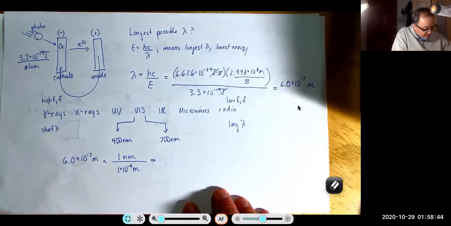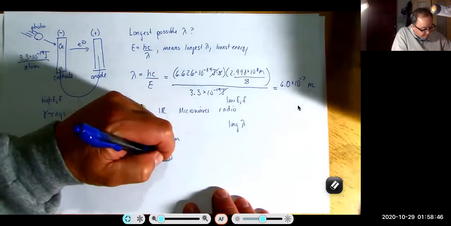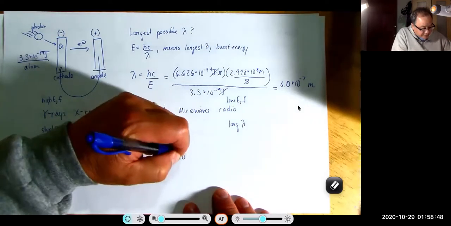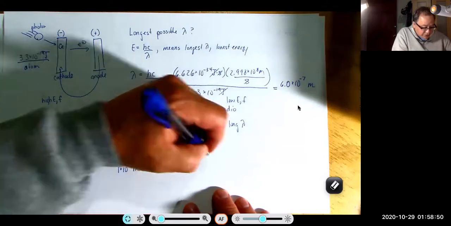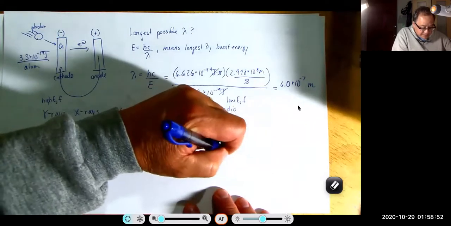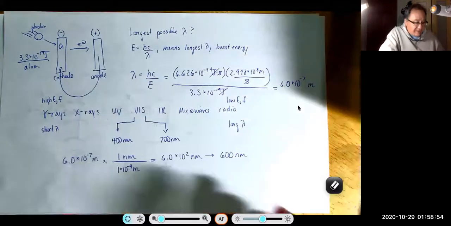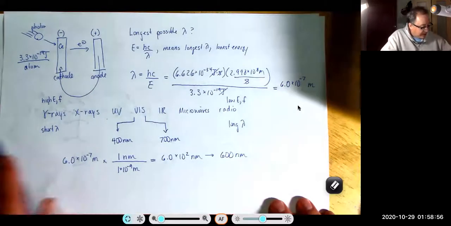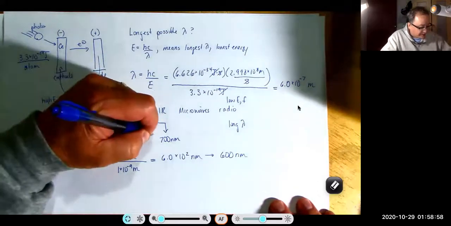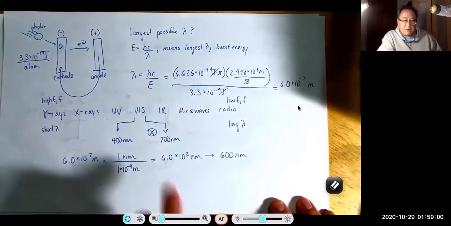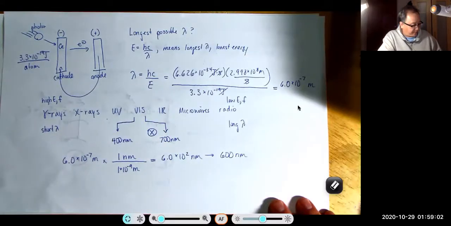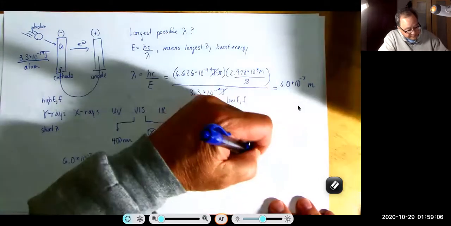When I do the work, I get 6.0 times 10 to the squared nanometers, which turns into 600 nanometers, just to give me an idea of where this belongs. And 600 nanometers puts us right there, square in the middle of visible light. So my answer is that this is visible light.